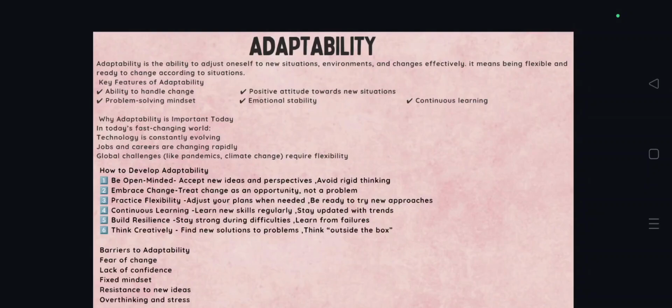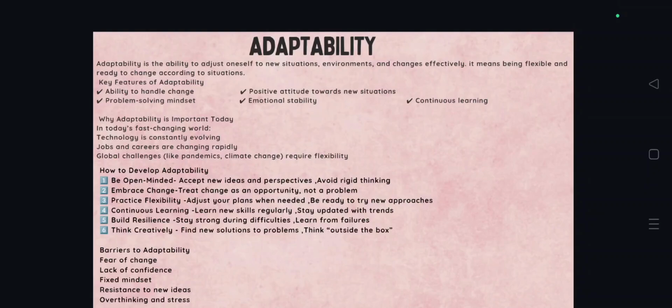Adaptability, as the name suggests, is the ability to adjust oneself to new situations, environments and changes effectively. It means being flexible and ready to change according to situations. So, as we know, the world we live in today is not the world we are going to be living in 5 years from now, 10 years from now, 15 years from now. The world, the environment, the technologies are constantly changing.